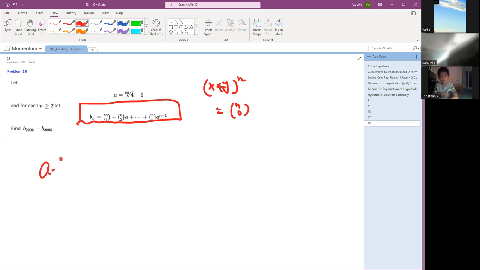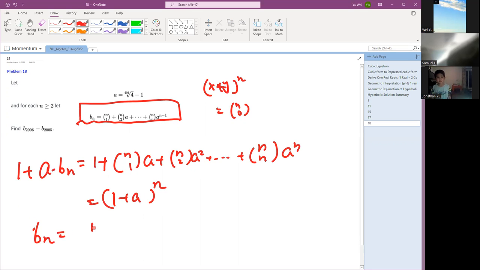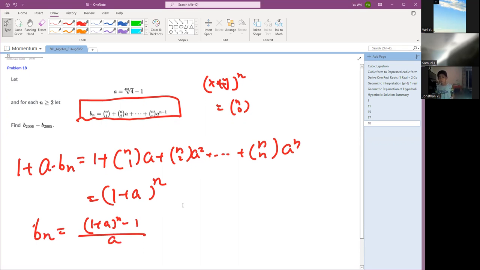So can I do A times Bn equals n over 1 of the A, n over 2 of the A squared, plus n over n of the A to the n? Then we're missing 1, right? It becomes 1 plus A to the power of n. Now let me do this most quickly. What is Bn? Bn is equal to that.